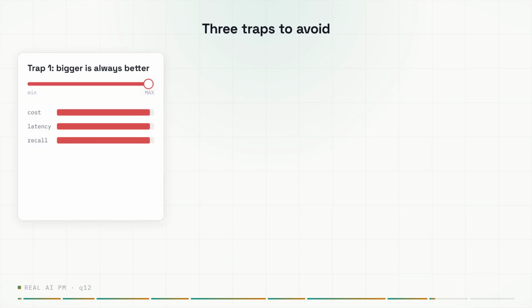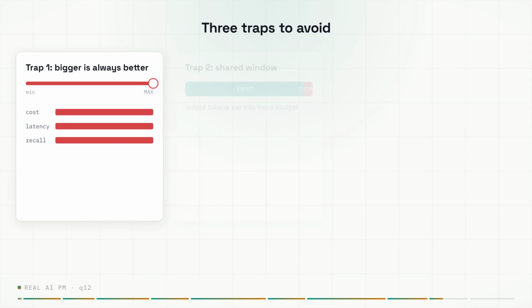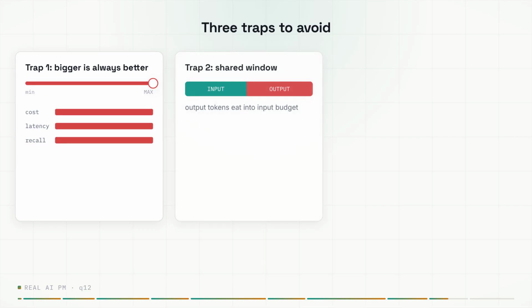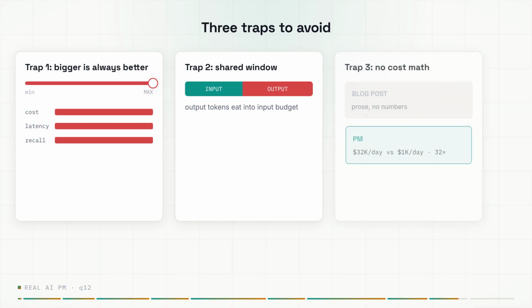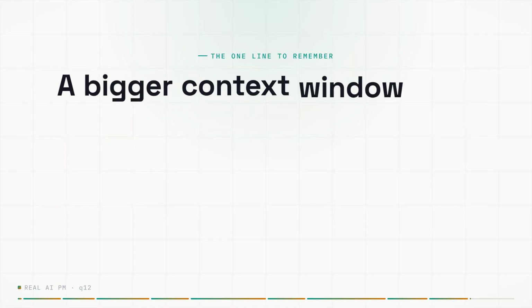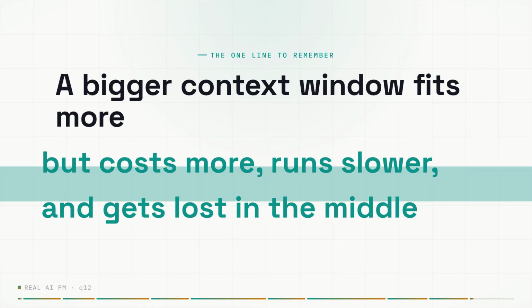The traps are quick. Trap 1 is thinking bigger is always better. No, it costs more, runs slower, and can recall worse. Trap 2 is forgetting that output tokens share the window with input, so your generation budget eats into your context budget. And trap 3 is giving the answer with no cost math at all, so the interviewer can't tell whether you'd ever notice this on the bill. Numbers are what separate a product manager from someone who just read a blog post.